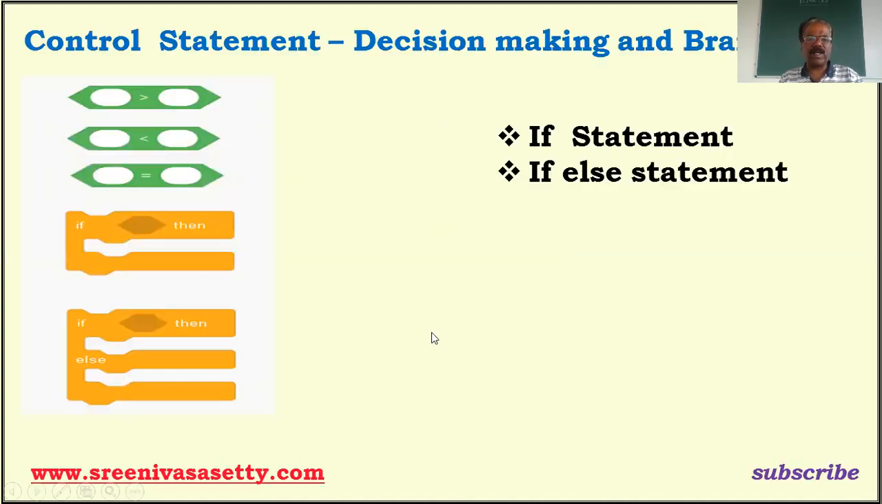In Scratch, we have two important control blocks for decision making and branching: the if statement and the if else statement. Within this block, we have to place the appropriate relational operator. It may be greater than, less than, or equal. In this case, if the condition is true, it is going to execute this particular block. If the condition is false, it comes out of this if statement.